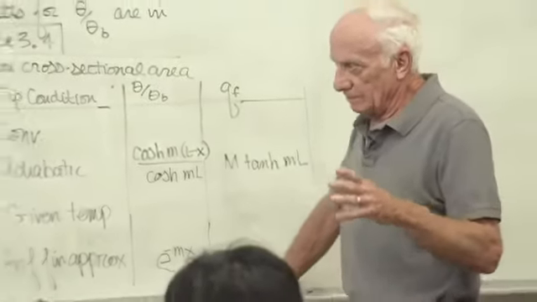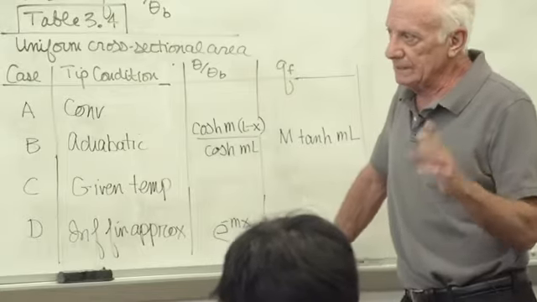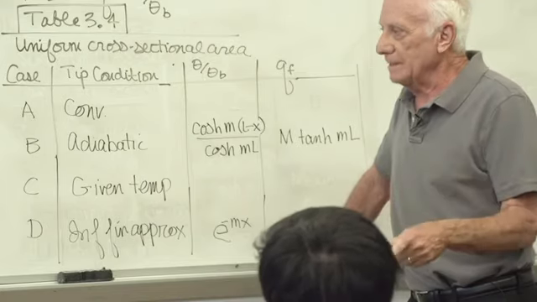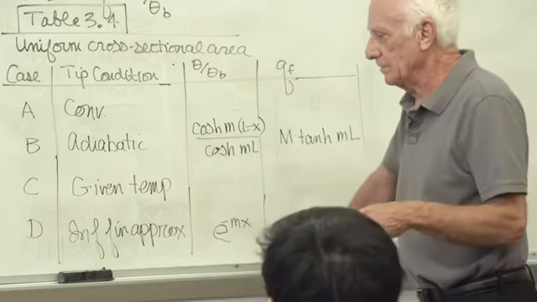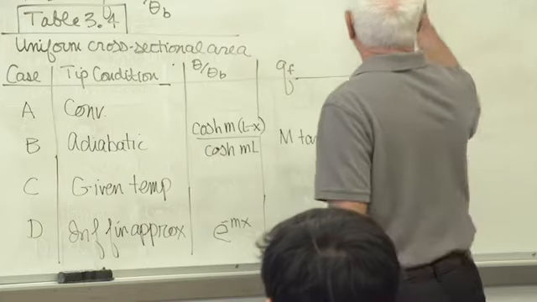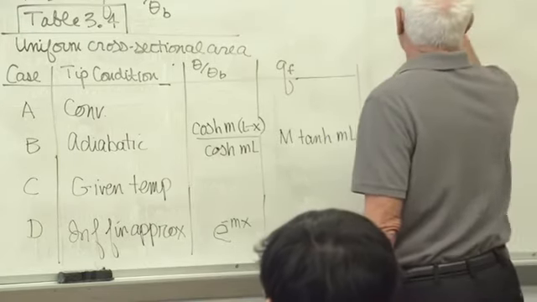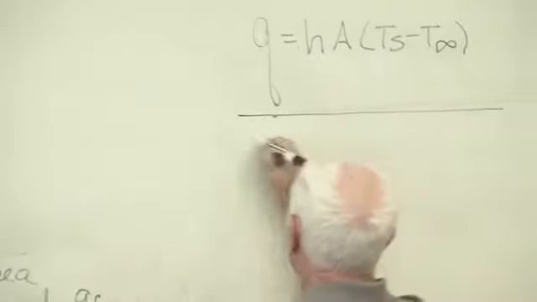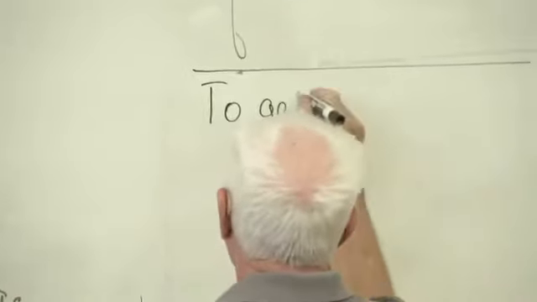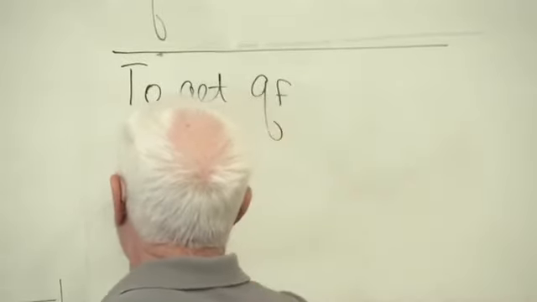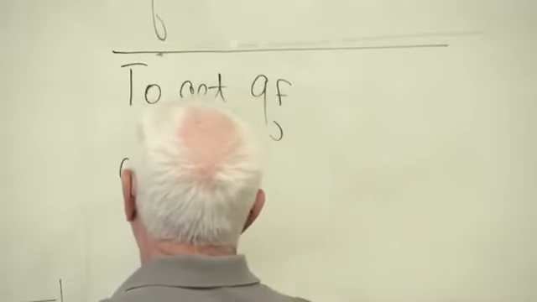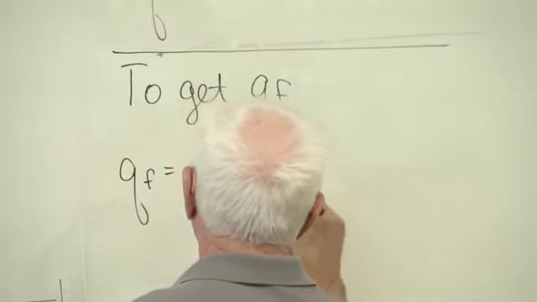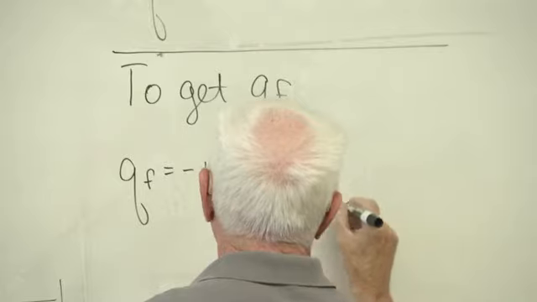In conduction heat transfer, the first thing you want to do is find out how T varies with some coordinates in time. Once you get that, then you find out how much heat transfer occurs by Fourier's law. So, to get QF: QF equals minus K A dT/dx, where at the base x equals 0.